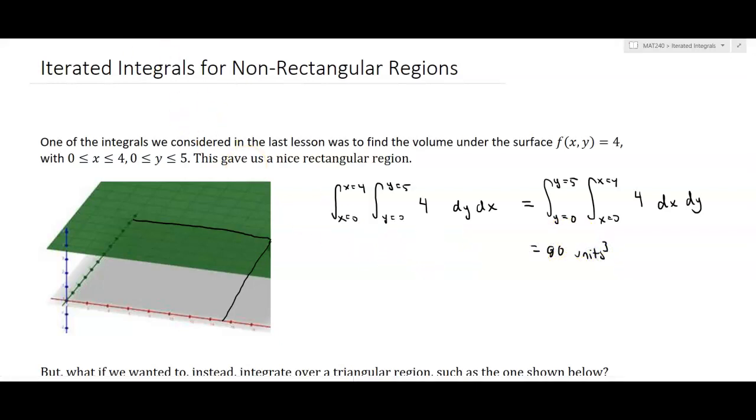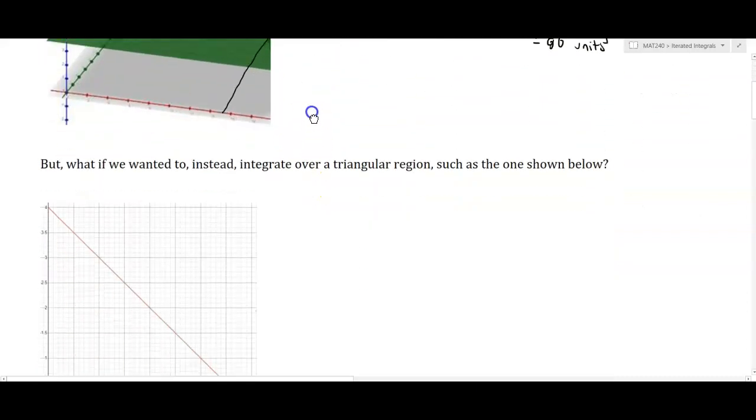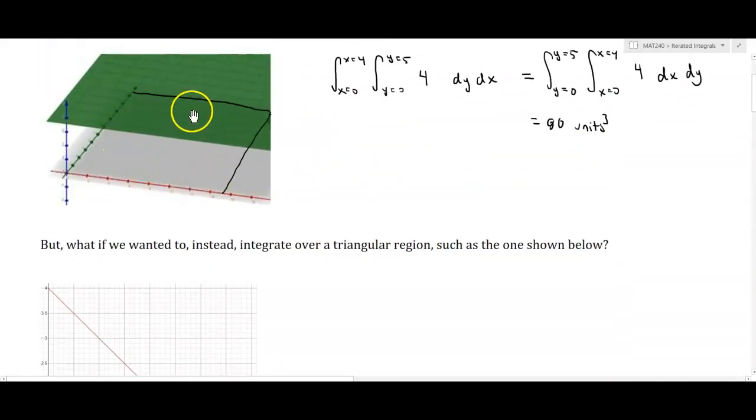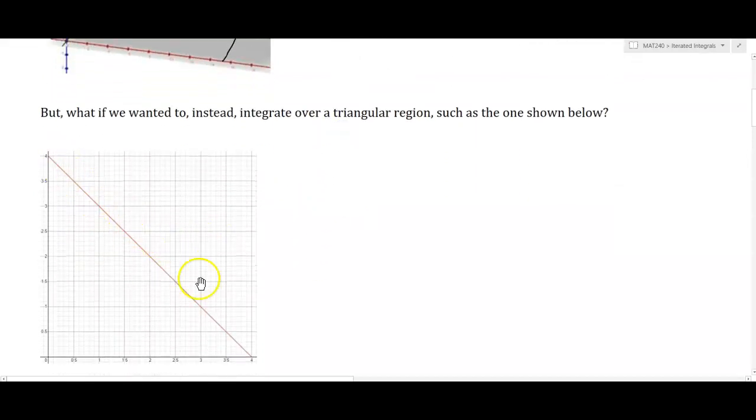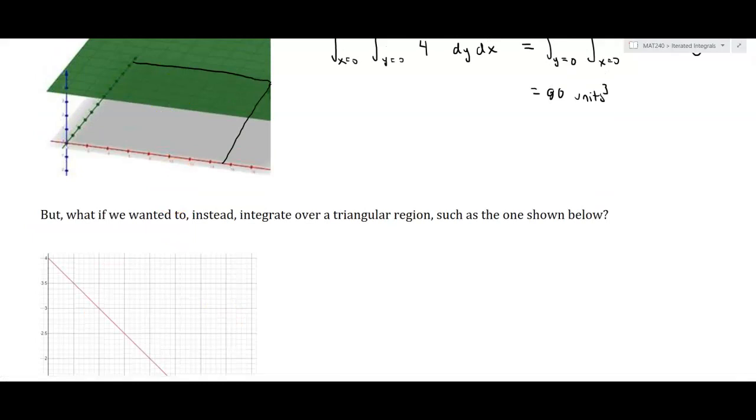But what if that region is not rectangular? What if instead we wanted to know the volume underneath this green surface along this triangular portion? Imagine we divided this region into a triangular portion, and we just wanted to know the volume underneath that. Well, one way to do it is to say we have 80 cubic units, and since that represents half of the entire rectangular region, if we divide that by 2, we would get 40 cubic units.